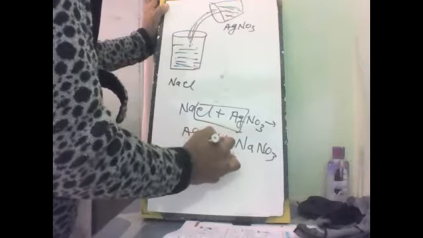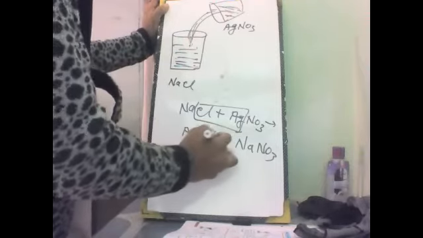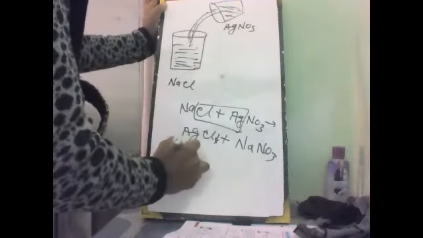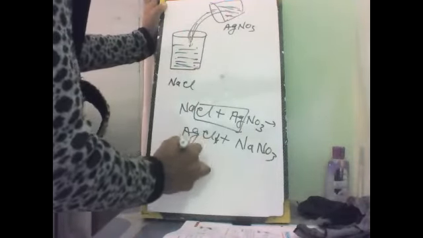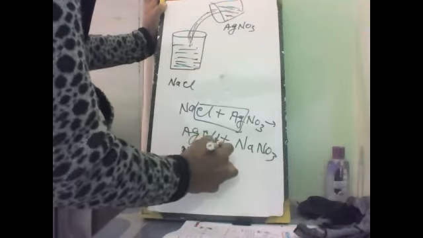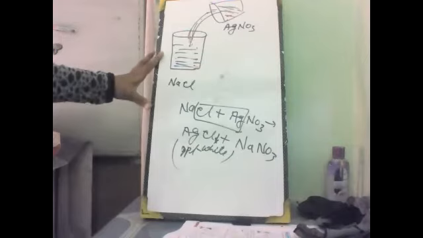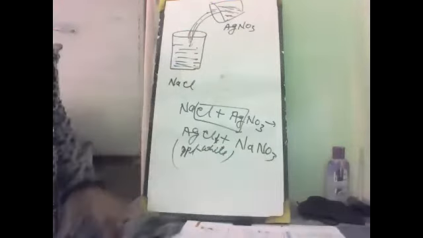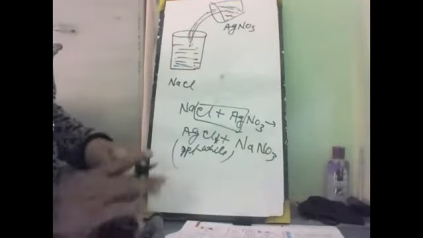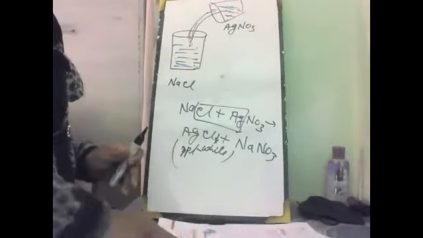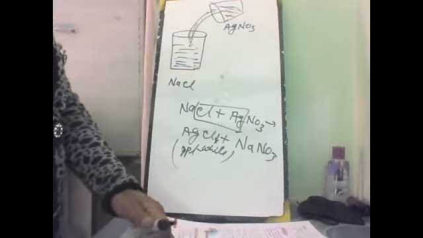There is a white precipitate of AgCl which settles down at the bottom of the beaker, white PPT. A precipitate is an insoluble substance produced in a reaction. Here is the equation given.